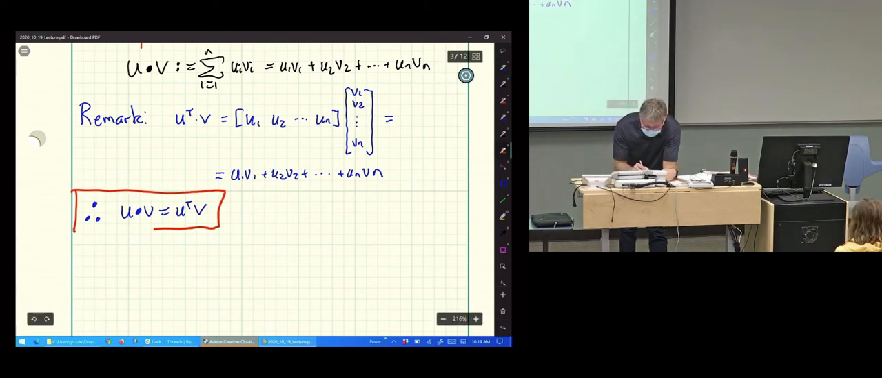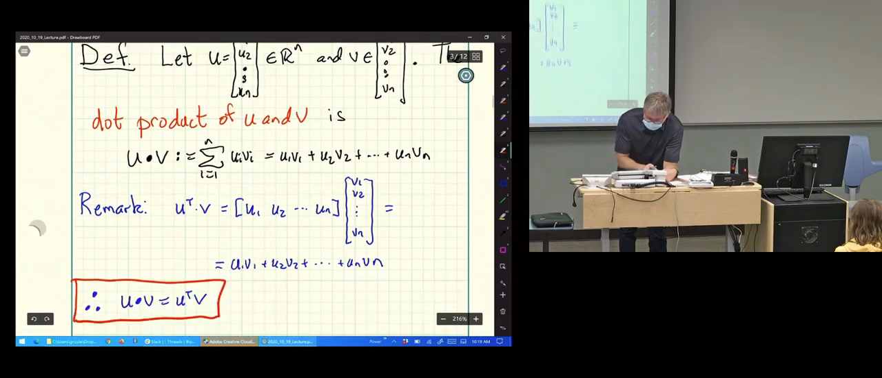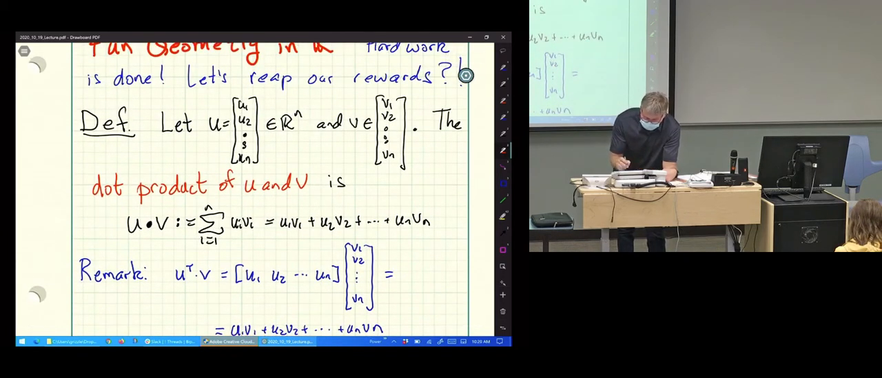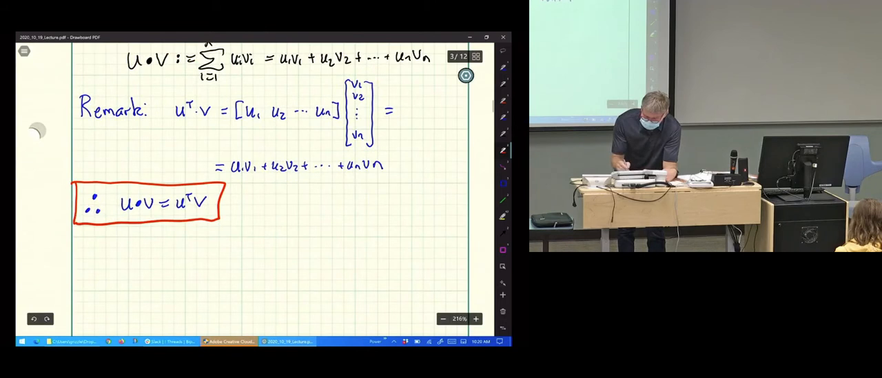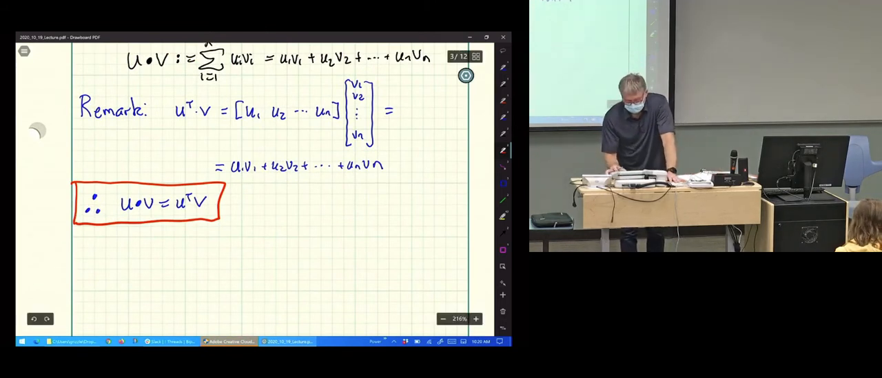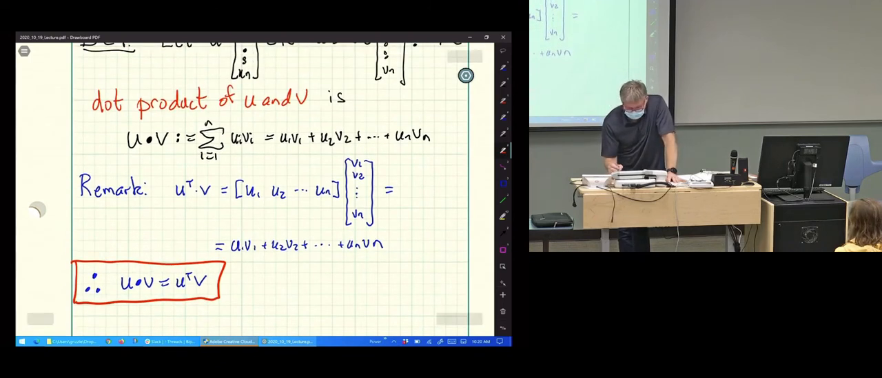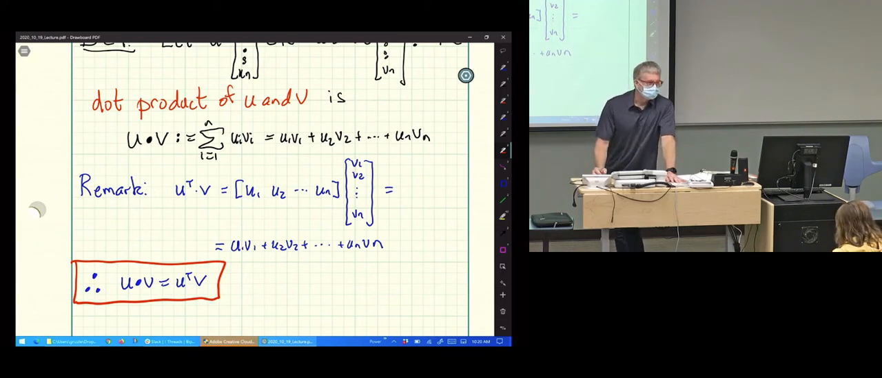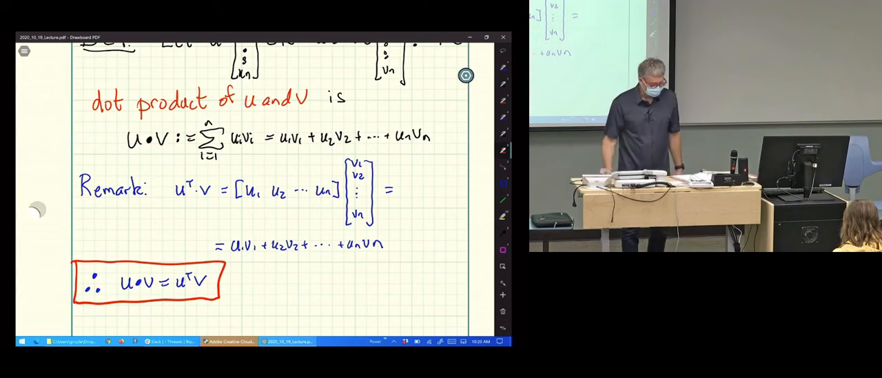Now we're going to use it in a very different way, but its calculation is super easy. You just take the first vector, you transpose it, and you multiply it times the second vector. Now in Julia, there's a command called dot, and you go dot of u comma v. It does the dot product for you. And if you don't want to use the dot in Julia, then you do u transpose times v, and you've got the dot product.